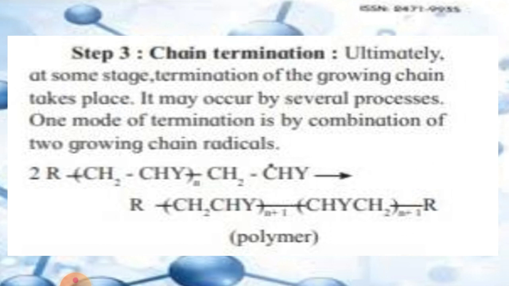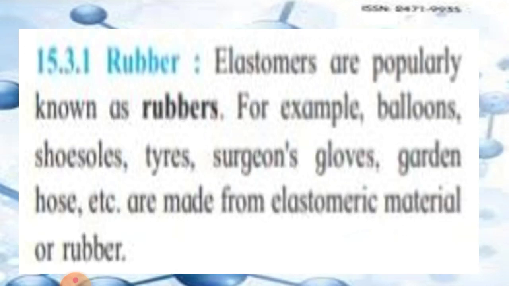We are moving forward towards rubber. What do you mean by rubber? Rubbers are properly known as elastomers. Your balloons, shoe soles, tires, gloves, surgeon's gloves, garden hose, etc. are nothing but made from elastomeric material or rubber.